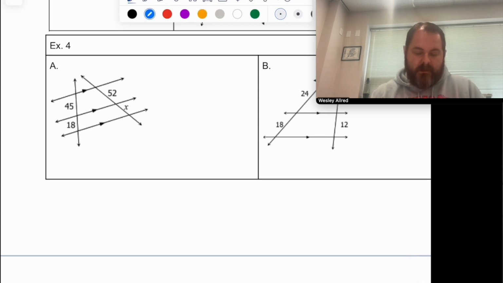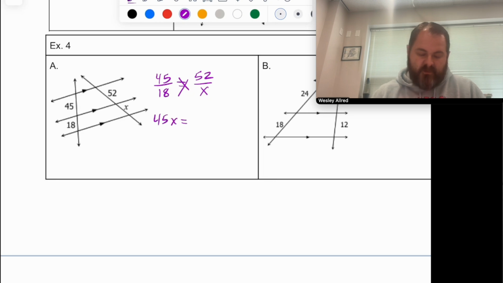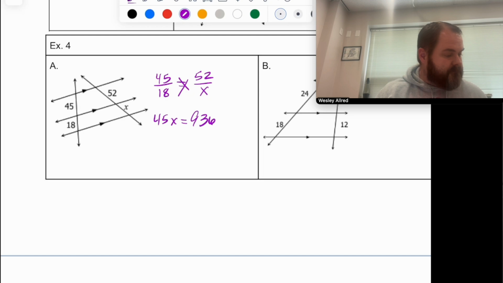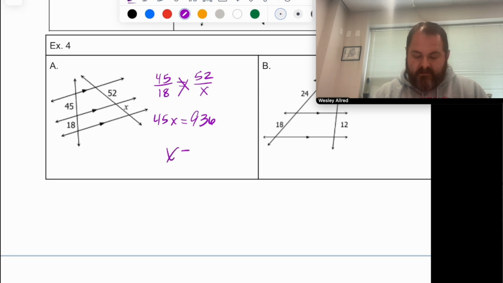All right? For example 4a, it should look like this. 45 over 18 has to equal 52 over x. Again, cross multiply. 45x equals 18 times 52, which is 936. Divide by your 45, and x is about 20.8.